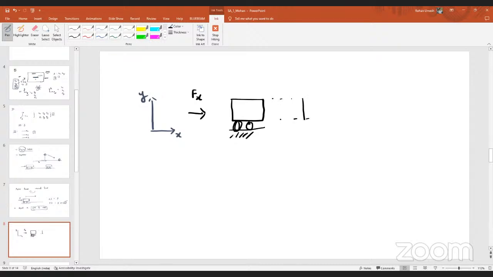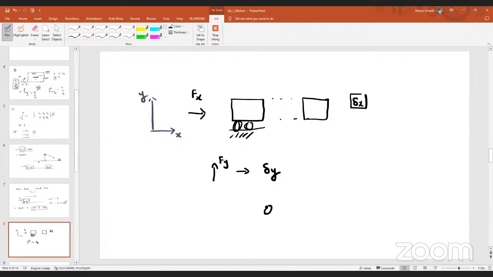As you can see the rollers here, just like skating boots you might have heard of, imagine that you are standing on skating boots and someone pushes you. You simply move along the direction of the force, right? Just like that, here the deflection or displacement can happen along the x direction. Similarly, if I apply the force along the y direction, the motion can happen along the y direction.